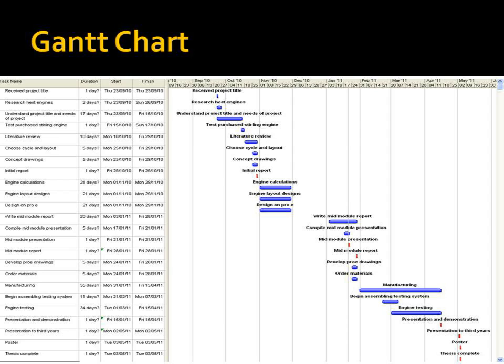Also ordering any special materials I need, and then my manufacturing stage, which will be hopefully about a month and a half, I'll be in the workshop manufacturing. I also need to design my testing facility, get that system figured out, and then once the manufacturing is done, to actually test my engine, and then to compare how the actual engine compares to the calculations I designed.